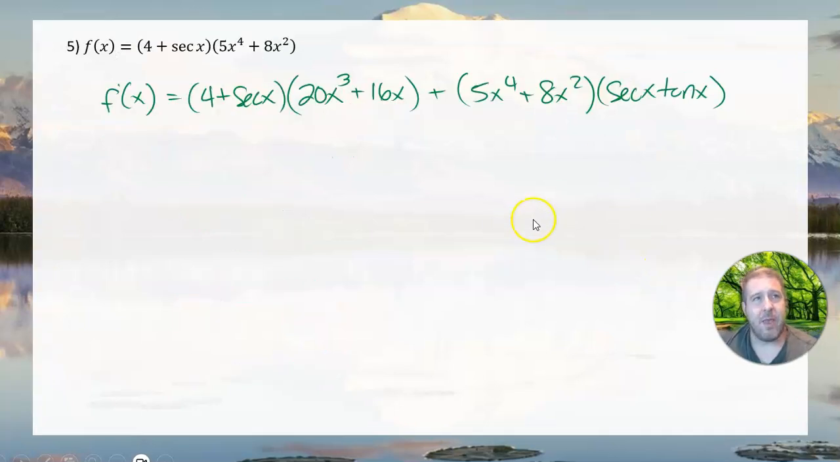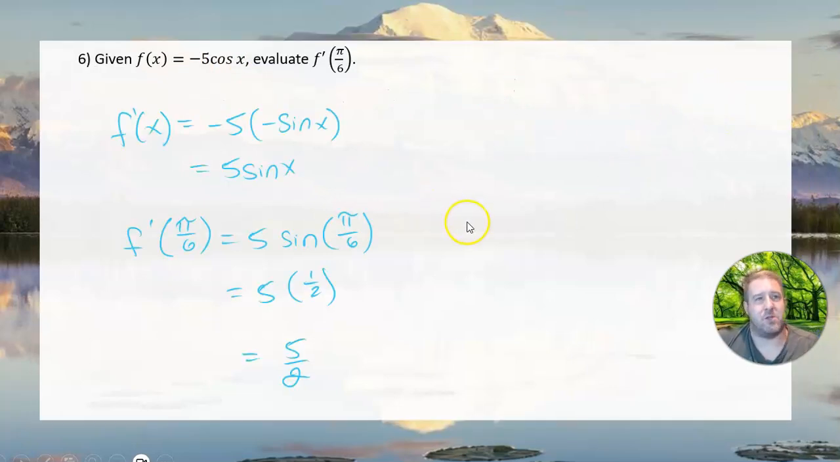Okay. Now, this is just the simple product rule question using secant. Derivative of secant is secant times tangent. So there's really nothing special there.